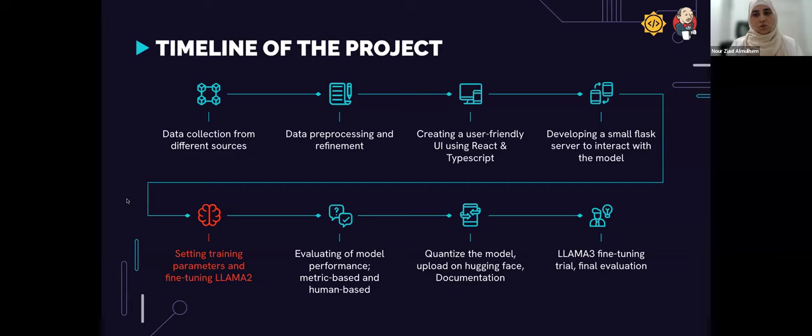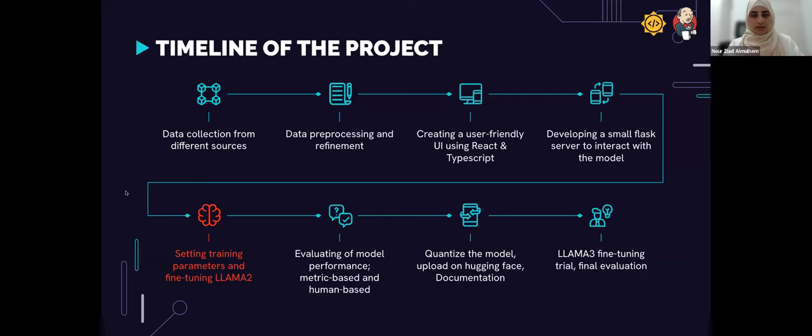Stage six was about model evaluation. We don't rely on only metric-based evaluation. We need both human-based evaluation and metric-based evaluation. At this stage, we used ROUGE and BLEU metrics as our evaluation metrics. And the second to last stage is quantizing the model using Llama CPP to load the model and communicate with it using only CPUs to run on our local machines.